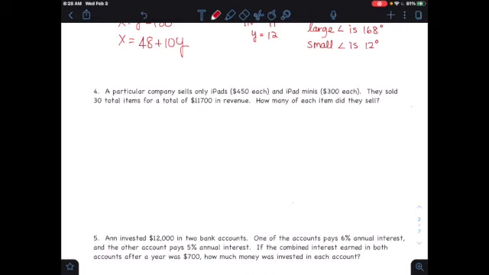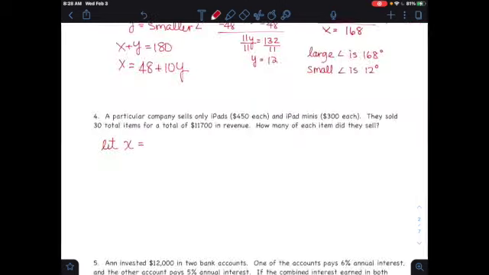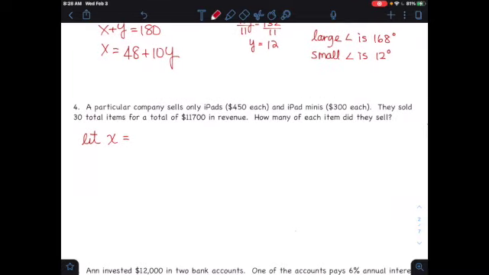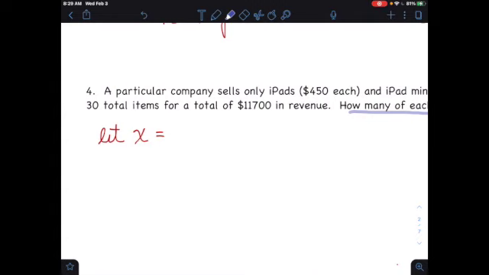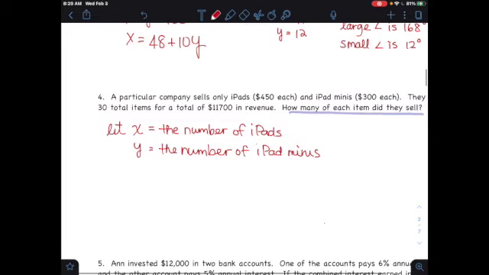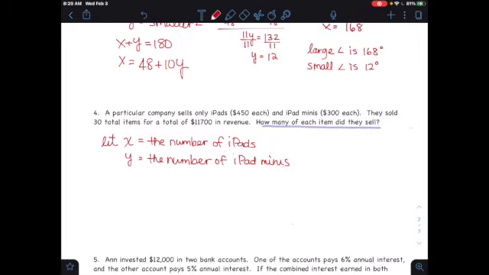So to start off, let x equal, take a look at the question at the end. Right there tells you how many of each item. X equals the number of iPads. And then y is going to be the number of iPad minis. What you're going to do is try to figure out, in between, all the information.